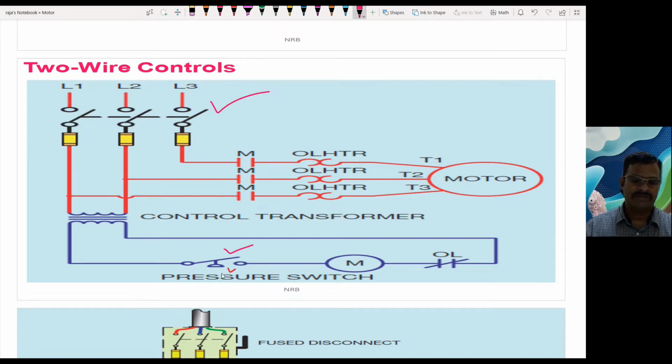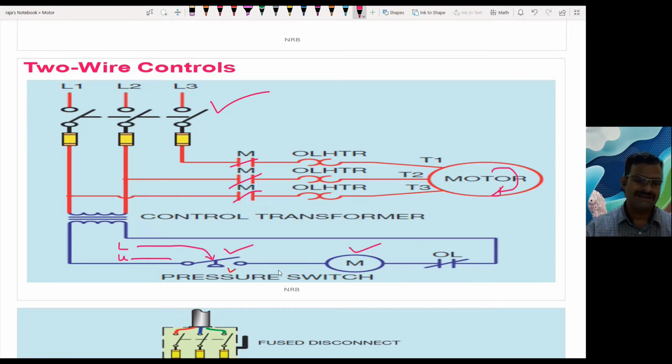The pressure switch has a lower limit and an upper limit. When the pressure reaches the lower limit, the pressure switch closes the control circuit, and the main contactor is energized. When the contactor is energized, the contacts close, so the motor runs and the compressor creates pressure in the reservoir.